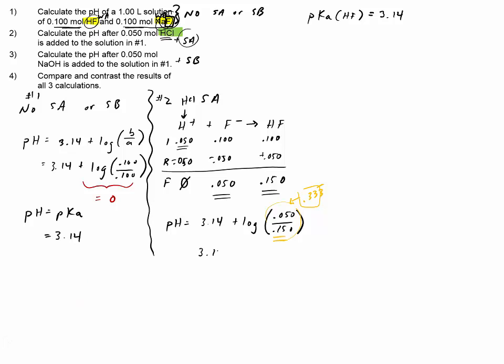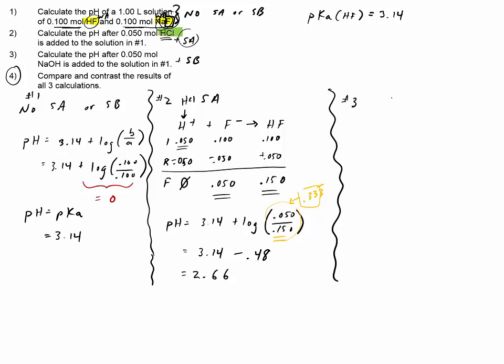So this is 3.14. And you'll see that if you take the log of a fraction, you actually get a negative number. So you get negative 0.48. And we'll discuss this at the end, when we address question 4. Okay, so what's going on here? So this is 2.66, your pH.